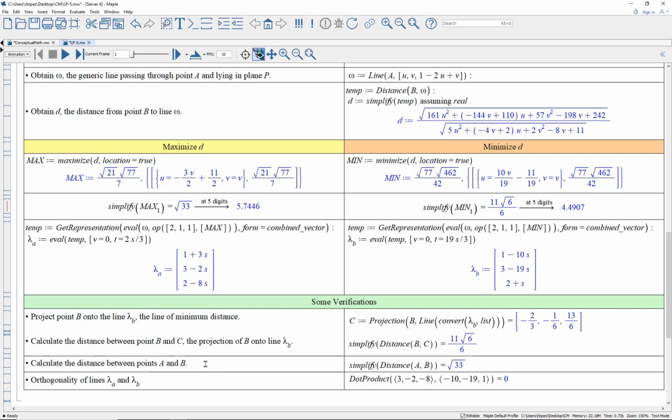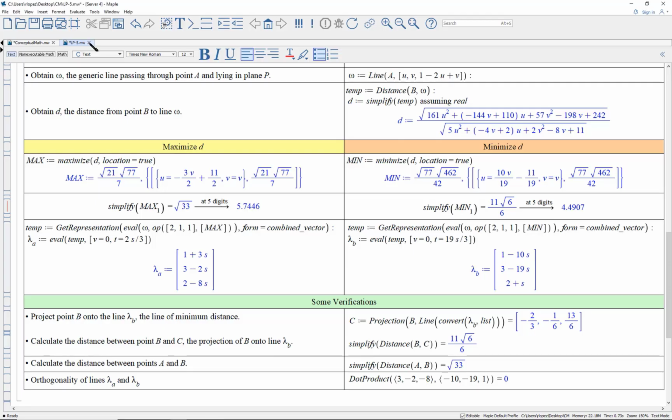What is the distance between A and B? That was maximizing, straight distance, root 33. That makes sense. I drew lambda A and lambda B orthogonal. Are they truly orthogonal? Well, this is the direction vector for lambda A, 3, minus 2, minus 8. This is the direction vector for lambda B, minus 10, minus 19, 1. And the dot product is 0, so those two lines are orthogonal.